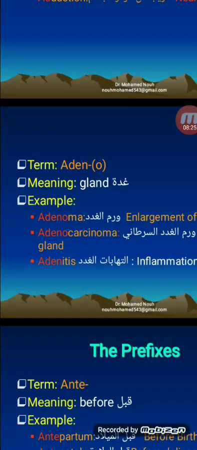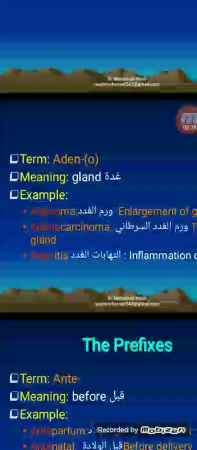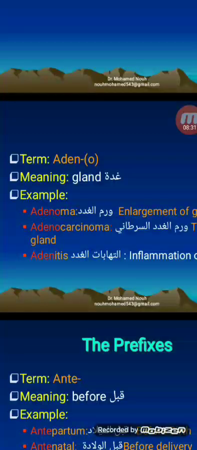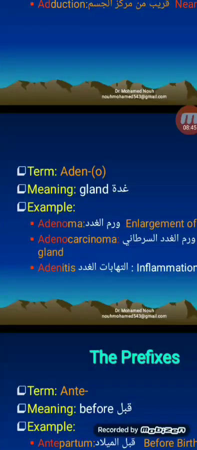Adenocarcinoma, as you can see, tumors of gland. Adenocarcinoma, cancer. Adenitis, as I did mention, is a suffix, means inflammation. Adenitis, inflammation of the gland. Adeno means gland.